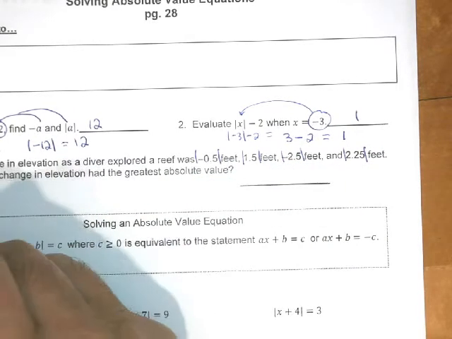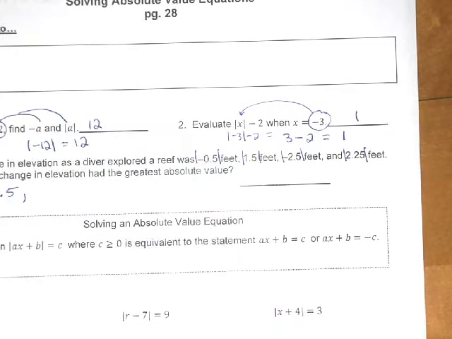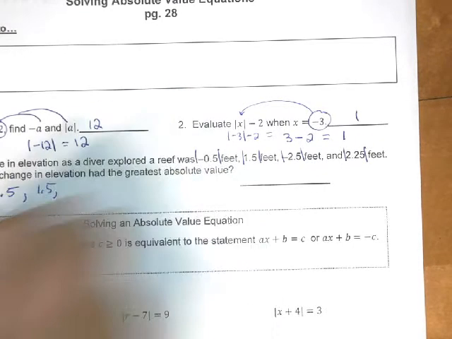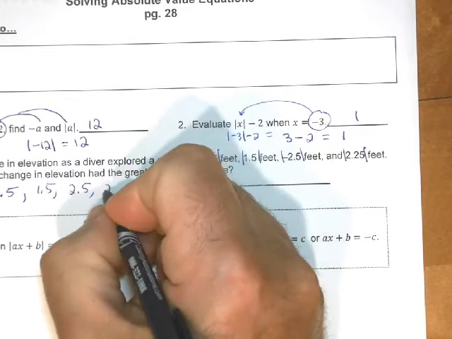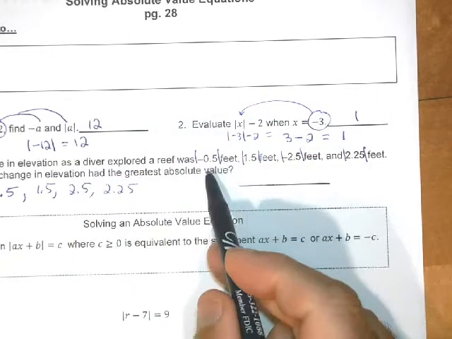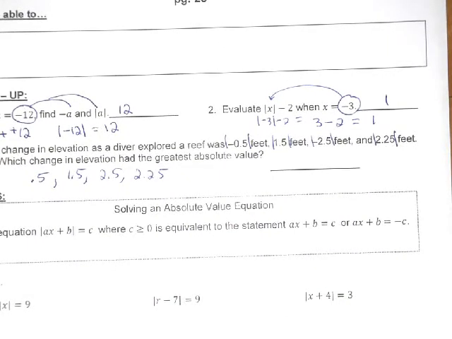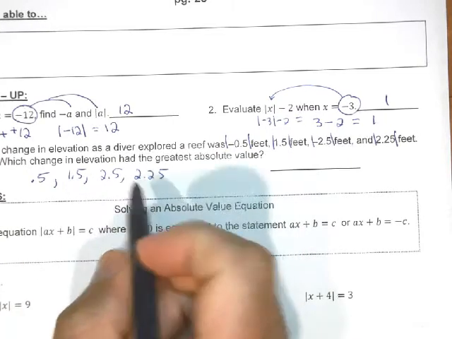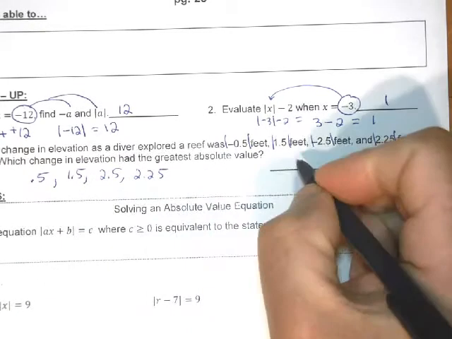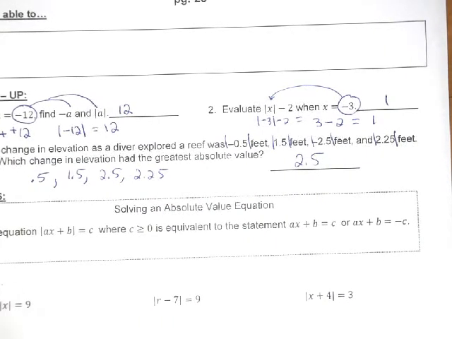So remember, those are all going to become positives. So we get an answer of 0.5, an answer of 1.5, an answer of 2.5, and an answer of 2.25 after we take the absolute values of that. Which one is the greatest? Which one is the furthest from 0? And that is our 2.5. So 2.5 was the greatest change in elevation for that answer.